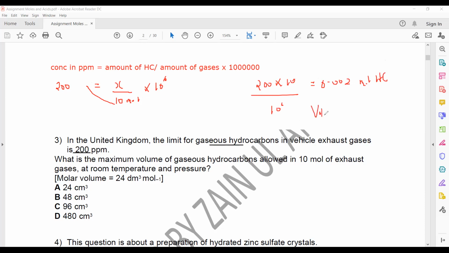So the volume of a gas in dm cube is equal to mole multiplied by molar volume, which is 24. When you multiply, it will be 0.048 decimeter cube. But then we have to convert into centimeter cube because all the answers are in cm cube. So we'll multiply by 1000. If I multiply by 1000, I will get 48 as an answer. Is it clear?